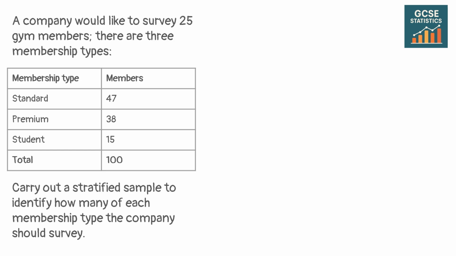I'm going to breeze through the calculation path as that's not the focus here. We're given the total, 100, and we're also given each strata and a sample size of 25 here. For the standard type, we'll do 47 divided by 100 and then multiply by 25. This gives us 11.75, and as previously, we'll round it up to 12. For the premium, 38 over 100 and then multiply by 25. Rounding this answer, you should get 10.